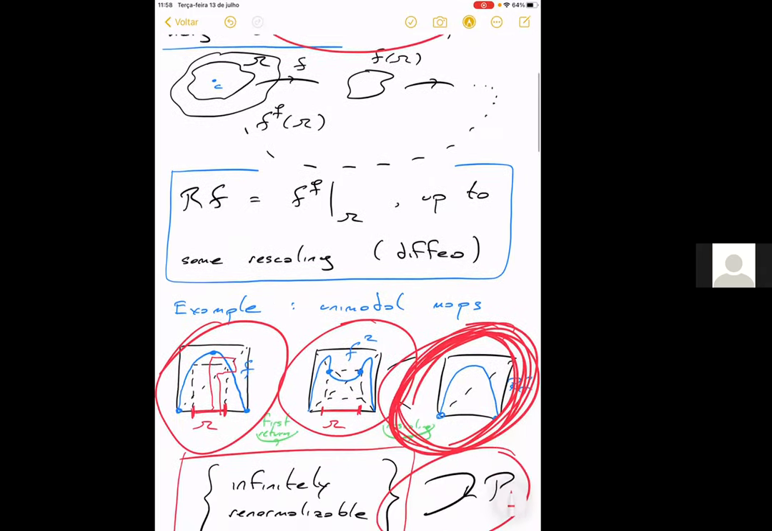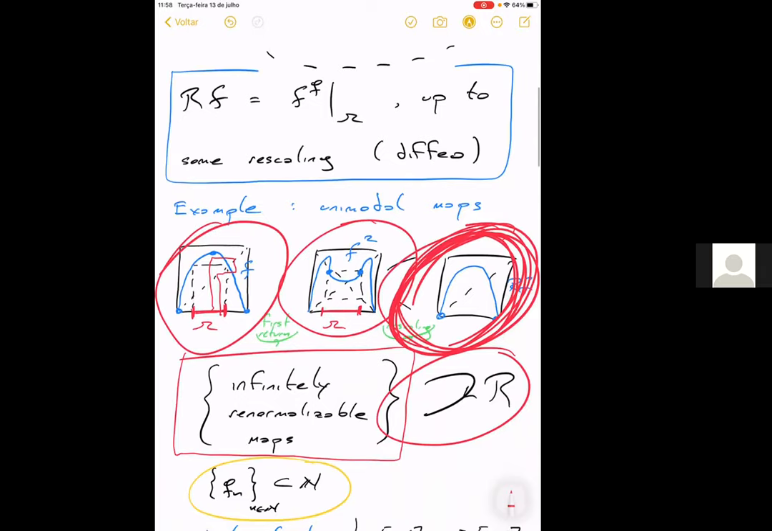And in particular, you have a sequence, the sequence Qn that you can see here, which is the sequence of periods. So for each return that you have at level n, you have a period, which is how many iterations you need to wait until the neighborhood comes back. So the sequence Qn is the sequence of periods.